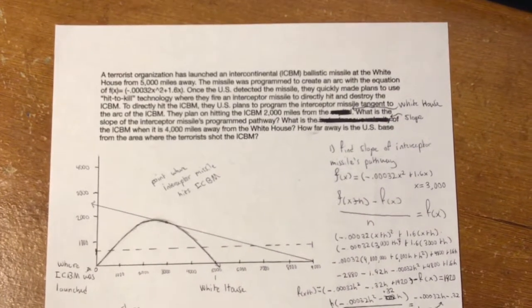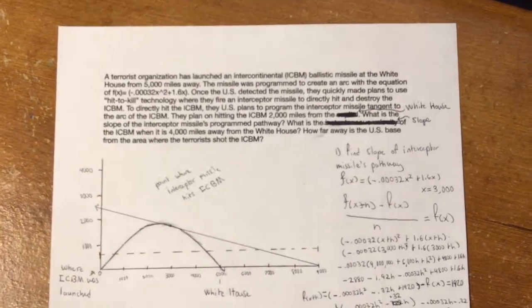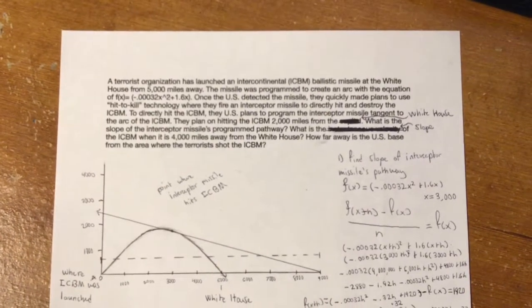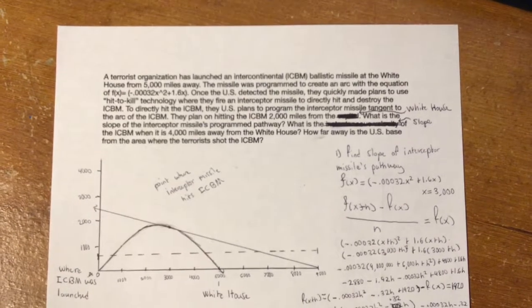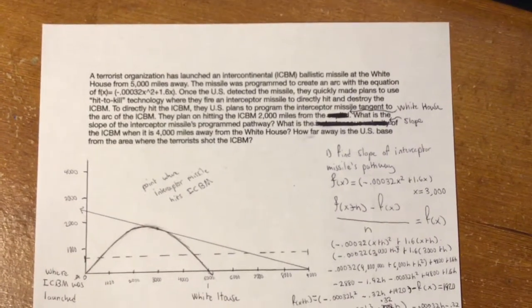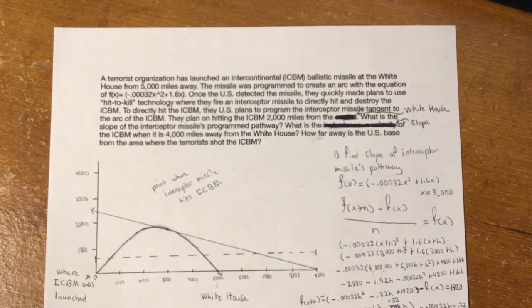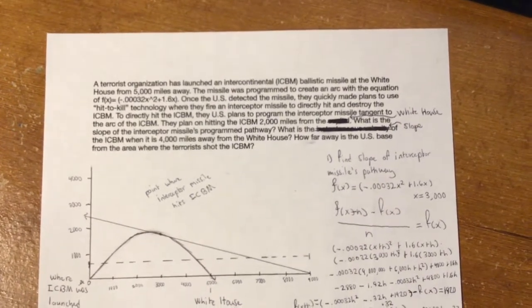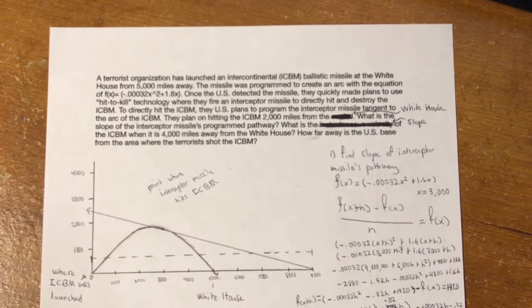Once the US detected the missile, they quickly made plans to use hit-to-kill technology, where they fire an interceptor missile to directly hit and destroy the ICBM. To directly hit the ICBM, the US plans to program the interceptor missile tangent to the arc of the ICBM. They plan on hitting the ICBM 2,000 miles from the White House.